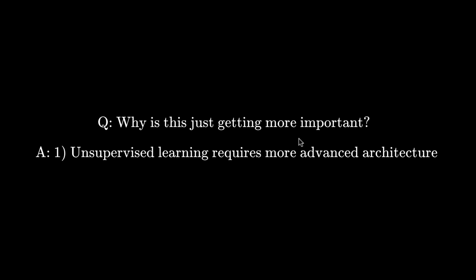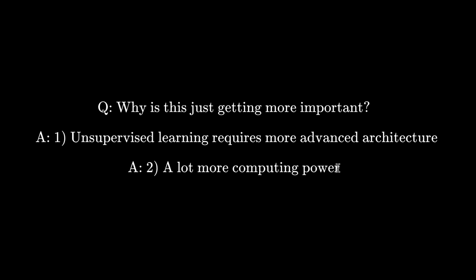Now, if unsupervised learning is such an important part of learning, why didn't we use it before? Why is this just getting more important? Turns out, unsupervised learning models require a somewhat more advanced architecture and a lot more computing power. We just didn't have the right algorithms and large enough computing power for it to work really well. But with new architectures like the transformer and exponentially increasing computing power, I think we will see this type of unsupervised learning methods employed in far more areas going forward.